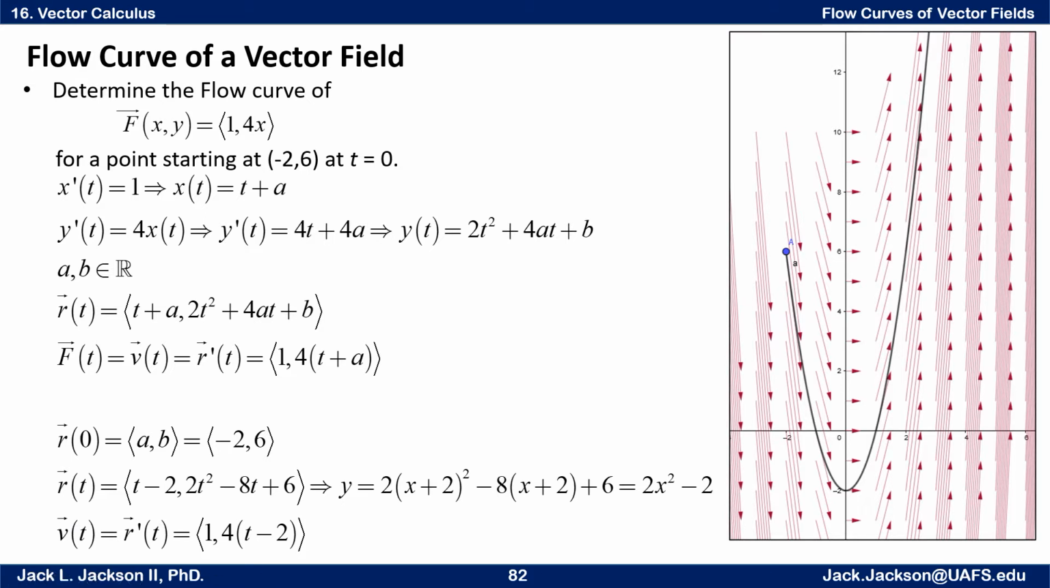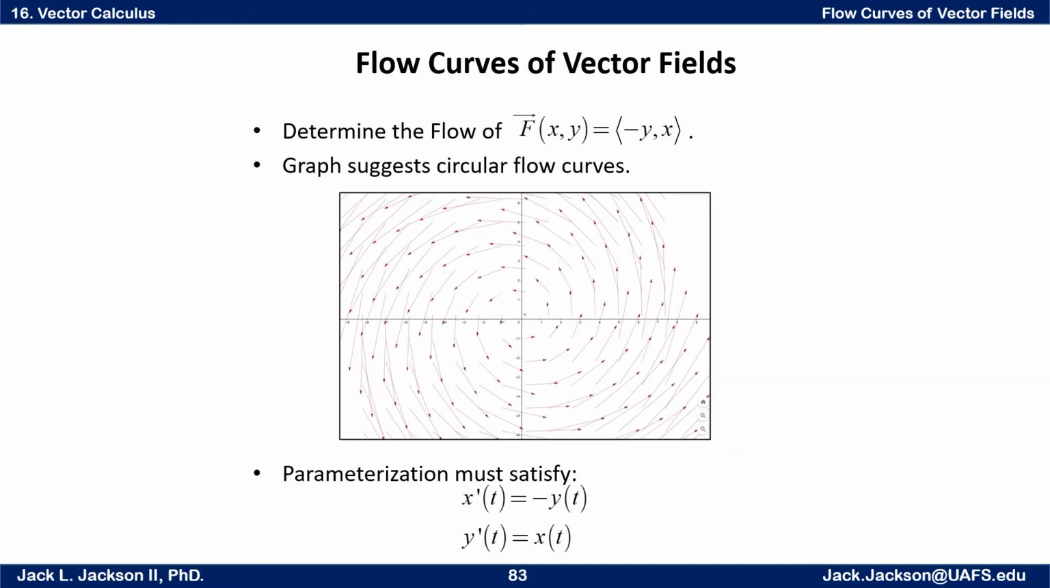Okay, let's look at another example. Let's determine the flow of this vector function f of x, y is negative y comma x, or negative y i plus x j. I used some GeoGebra software to graph this, and we see some vectors here, and this suggests that maybe we have some circles going on here.